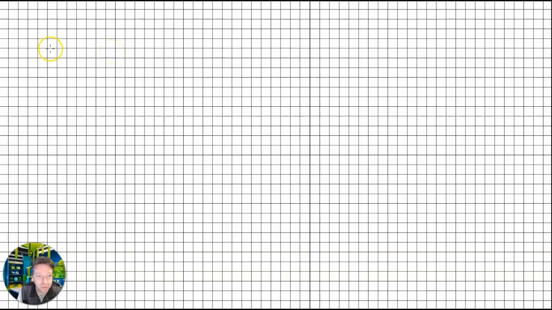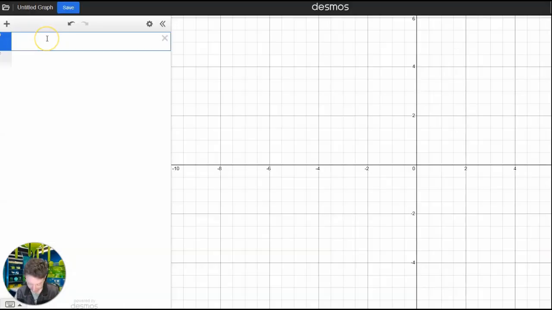The first function is going to be a linear function. So for example, f(x) = x. That'll be the parent function. Okay, so what does that look like? If we go to Desmos and type y = x, it just looks like this.